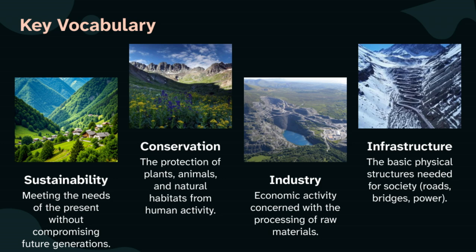These four words are useful because they help us explain why conflicts happen. Development often needs infrastructure and industry. Conservation tries to protect the landscape. Sustainability asks whether we can balance both.